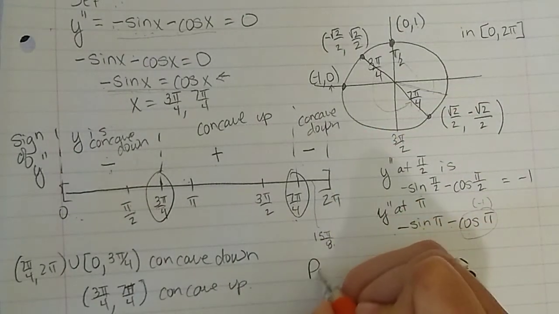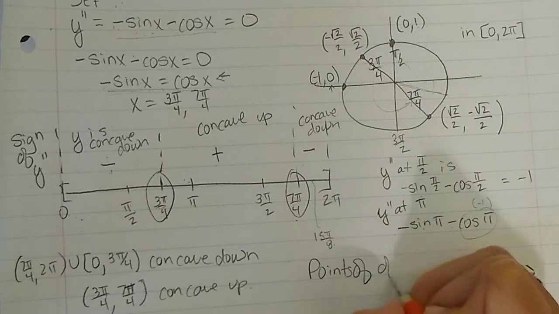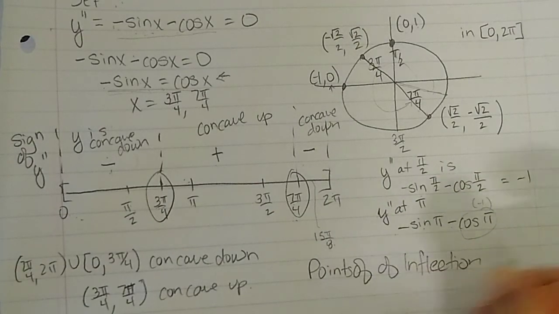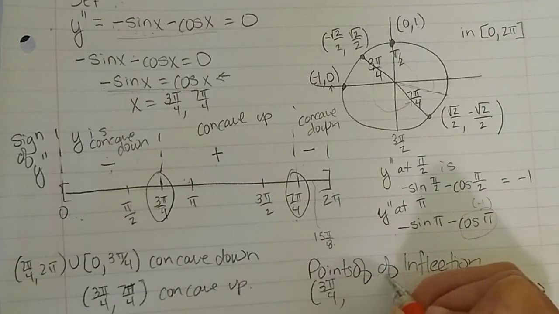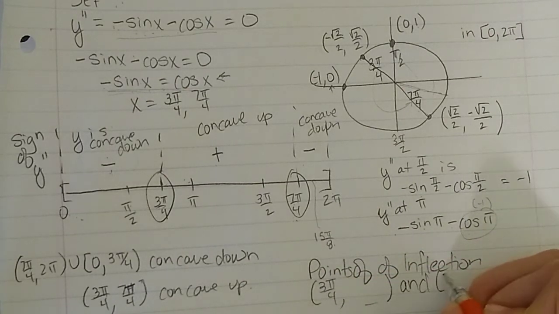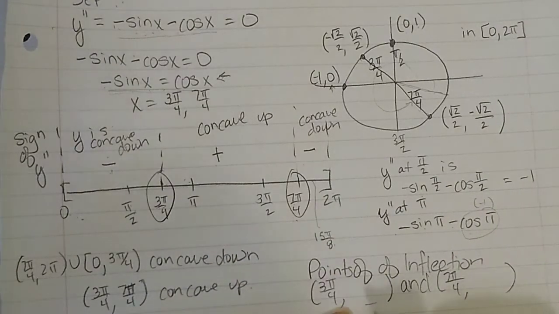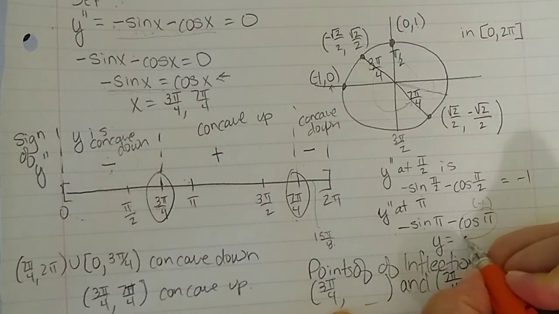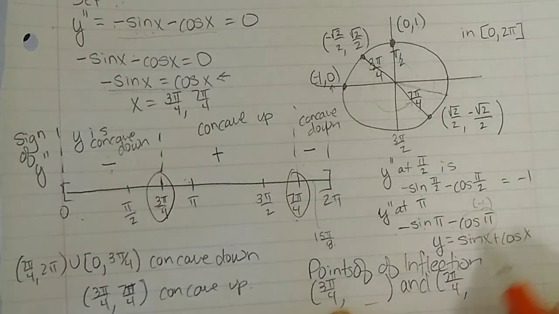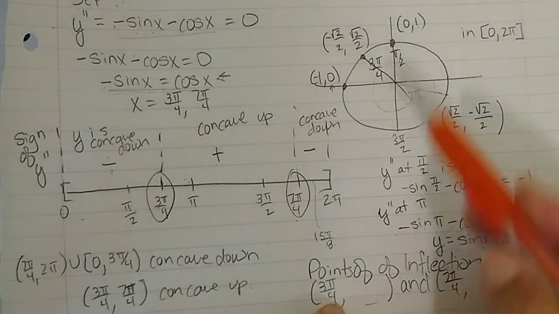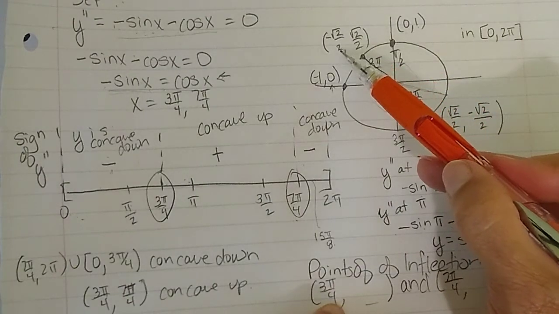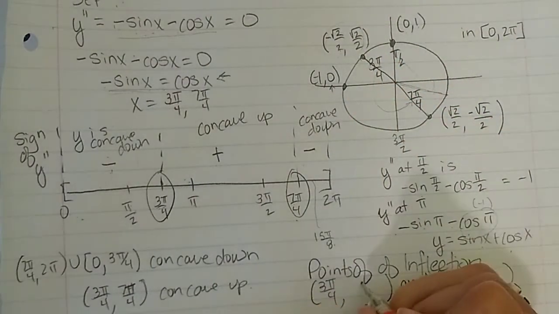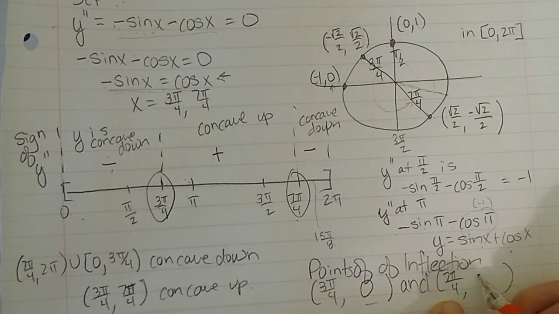But what we notice is at these two places we have points of inflection because the concavity changes. The points of inflection are 3 pi over 4, comma, figure it out in a minute, and 7 pi over 4, figure it out in a minute. A point of inflection is a point on the graph of y, so we go to the function y to figure that out. The original function y, if you recall, was sine x plus cosine x. Sine of x at 3 pi over 4 is root 2 over 2. Cosine of x at 3 pi over 4 is negative root 2 over 2. Add those two together, they cancel, you get 0. And the same thing happens at 7 pi over 4, you get 0.